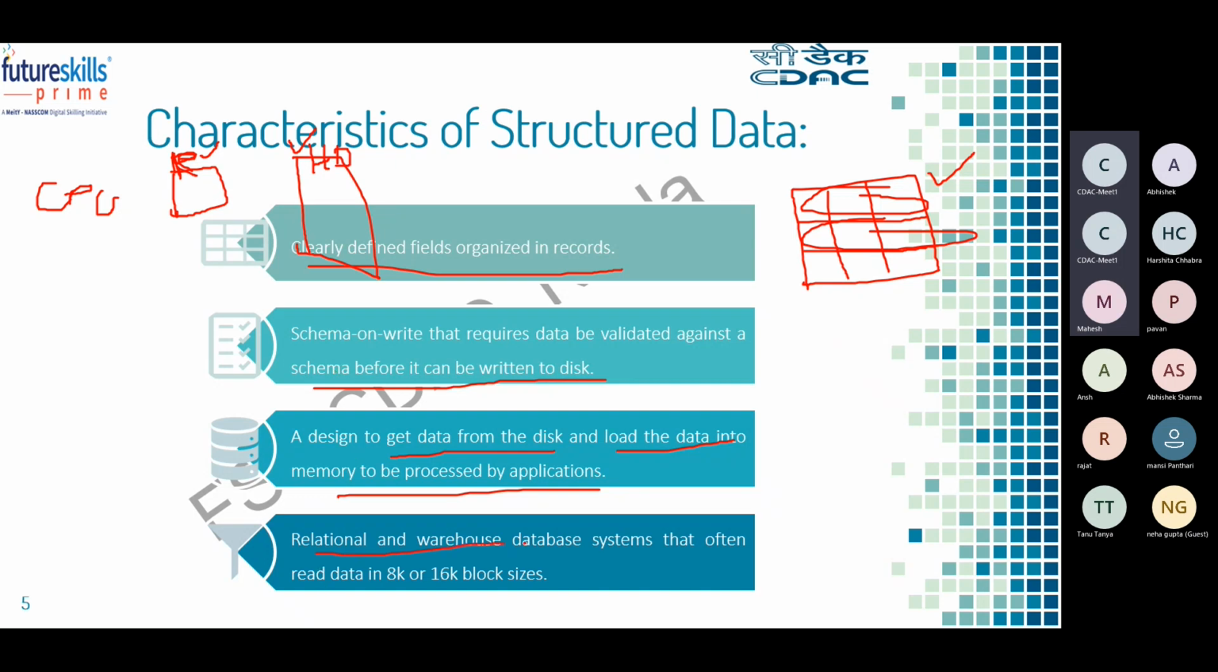Another thing: relational and warehouse database systems often read data in 8K or 16K block sizes. So in a relational database management system, if you want to read some data, it will read the data in small block sizes, either 8K or 16K. But when we have big data, if we read in small chunks, then again our process will be very slow. We need to analyze, process, and do many things with our data. If we are reading in very small chunks, then it's a disadvantage. So these are all the disadvantages of RDBMS that we need to overcome. For this, we have different solutions.